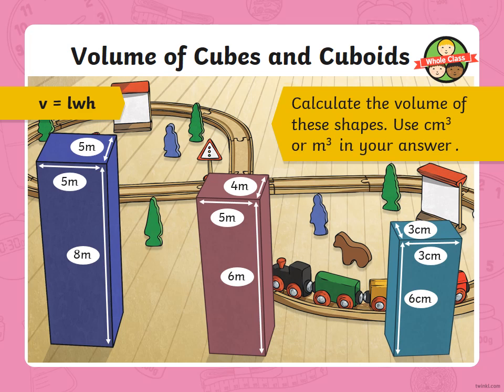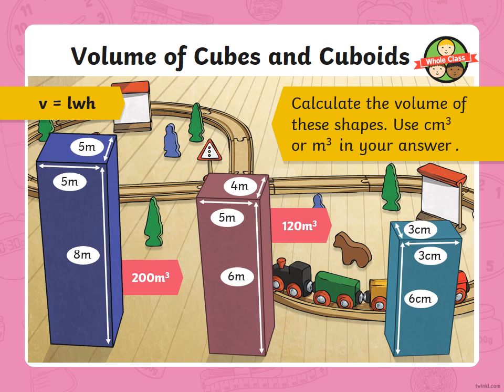Fantastic. So your answer should have been, for the first cuboid, we've got 5 times 5 times 8. That would have been the formula that you would have used, the length, width, and height, and you would have got 200 meters cubed. Because we know that 5 times 5 is 25, and 25 times 4 gives us 100, so 25 times 8 gives us 200.